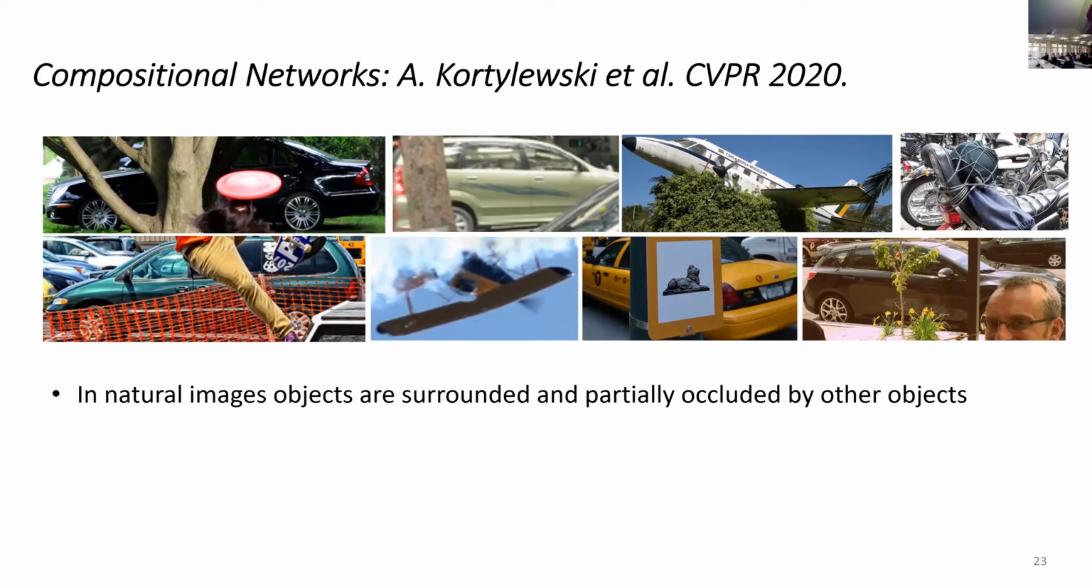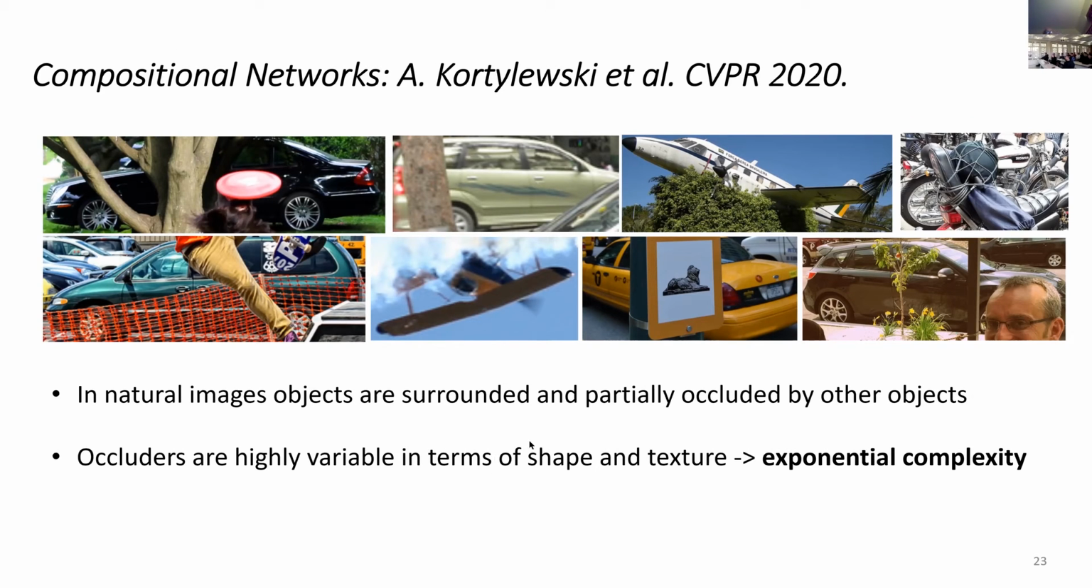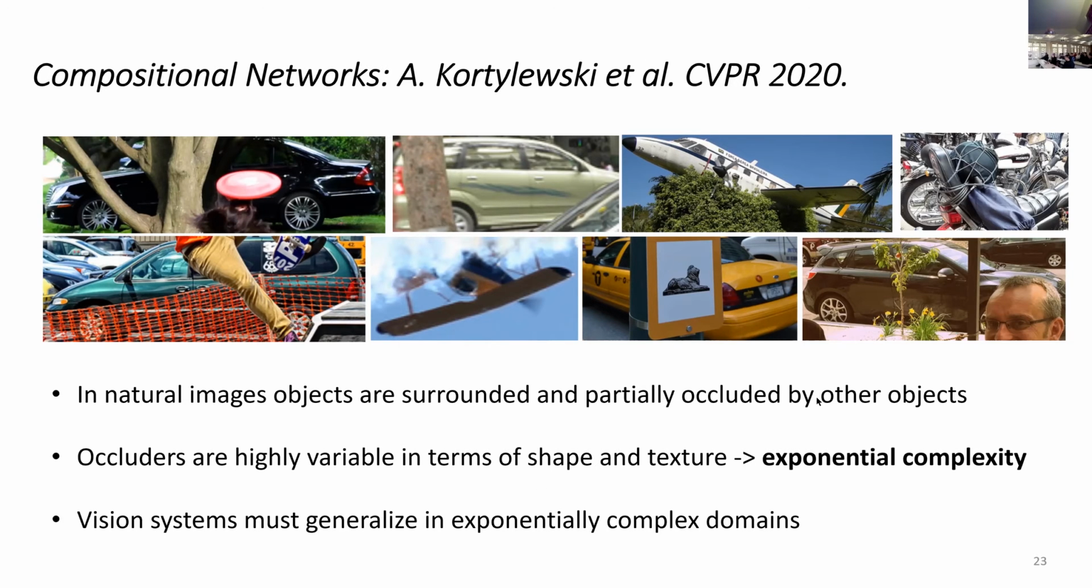So why is occlusion important? Well, it's important because it happens all the time in reality, even if it may not happen very often in standard data sets. These are images from the COCO data set where we deliberately picked examples where the objects are heavily occluded. But as I said, occluders are variable and there's exponential complexity for them. And so vision systems, though trained on finite domains, must be able to generalize to exponentially complex domains.